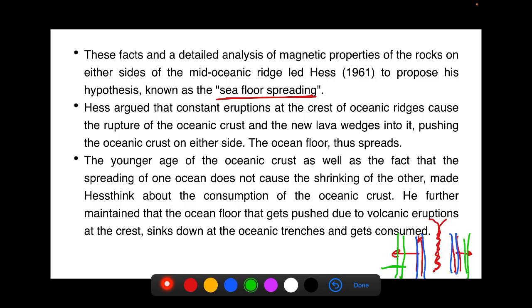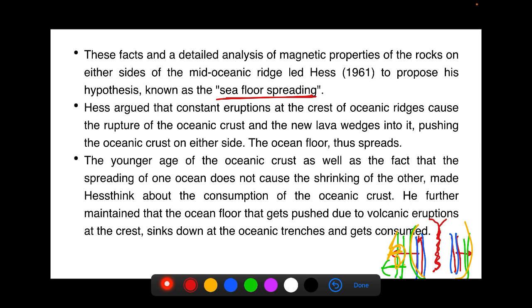So the ocean has spread. Earlier the ocean was just still here. Now the ocean is present till here. So this is the seafloor spreading theory by Harry Hess. Let's study it once again. Let's read it once again.